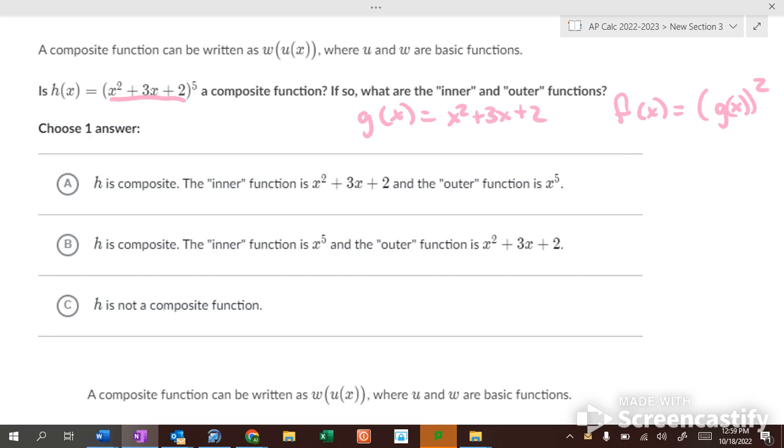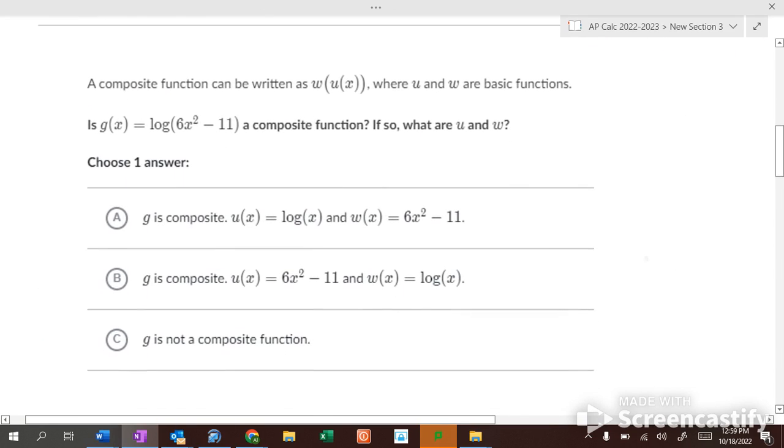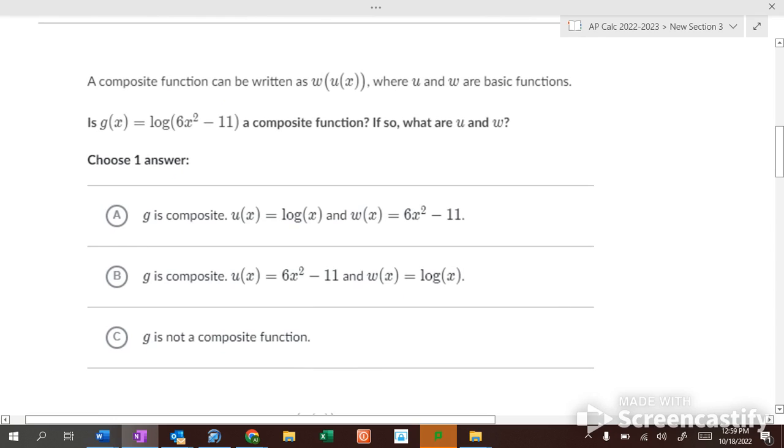So, but that's not the way they put it in, or g of x to the fifth. Sorry. But that's not the way they put it here. They say it's w of u of x, okay? So the inner function is u of x, okay? And the outer function, the w of u of x, okay? So the outer function would be the x to the fifth, and the inner function is this, okay? So you get inner outer here with this. That's fairly basic, okay? Now, what's the inner and outer function of this?